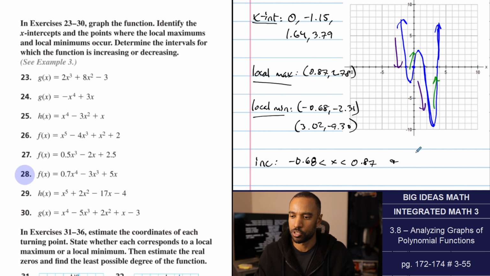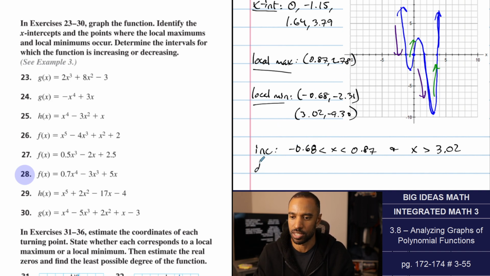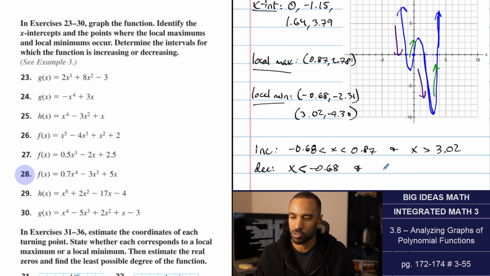And then afterward, it's when x is greater than this other local min at 3.02. When x is greater than 3.02, it also increases. It decreases up until -0.68, so when x is less than -0.68. And then it decreases in between the 0.87 and the 3.02 x values.